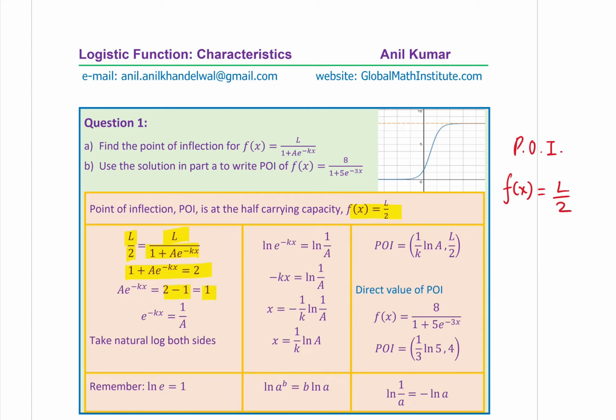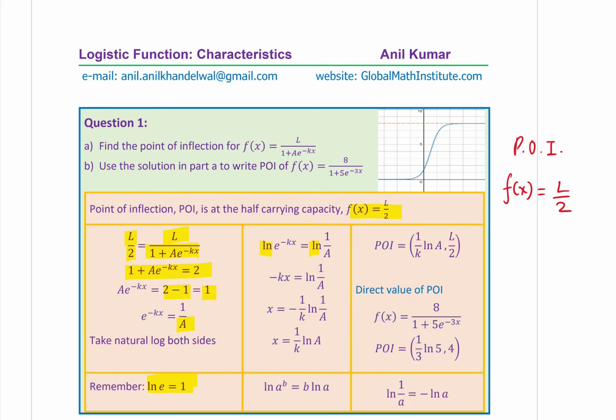We get a times e to the power minus kx equals 1. Now we can divide by a on both sides and get e to the power of minus kx equals 1 over a. Correct? You can take log on both sides now. Remember, ln e is what? ln e is 1. So we took log on both sides. We'll take natural log whenever we are working with e, since ln e is 1.